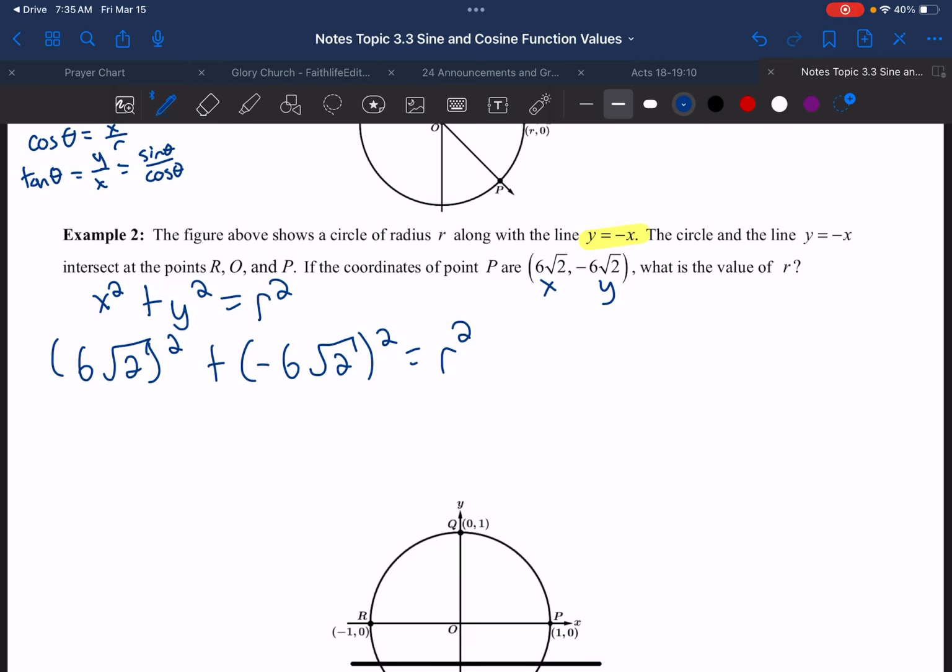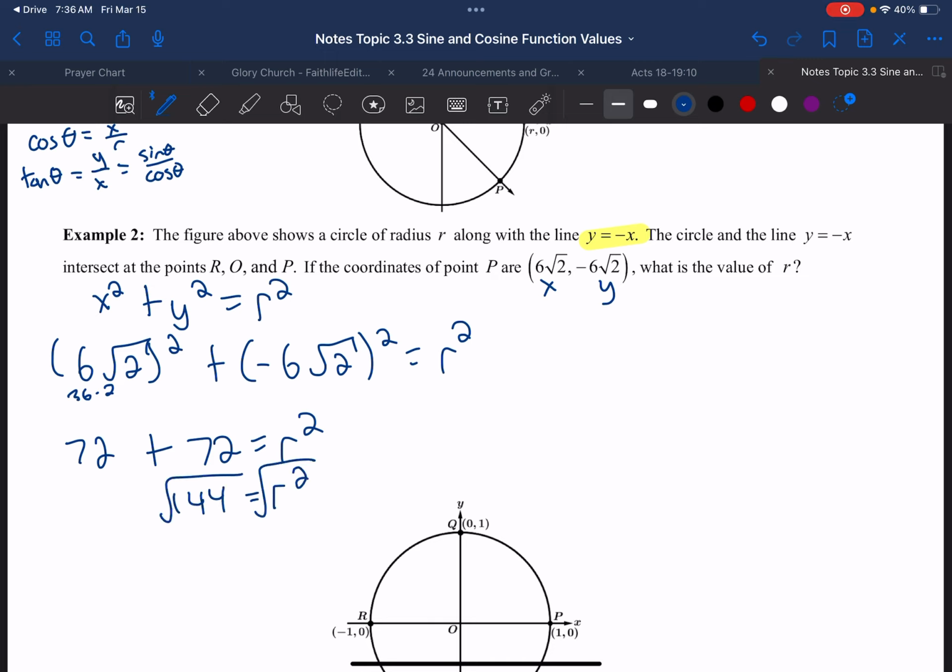And then evaluate this. 6 times 6 gives me 36. And then square root of 2 times 2 gives me 2. So I've got 36 times 2, which is just 72. And same thing over here. The negative times the negative will cancel out. And I've got r squared. Just do the math here.